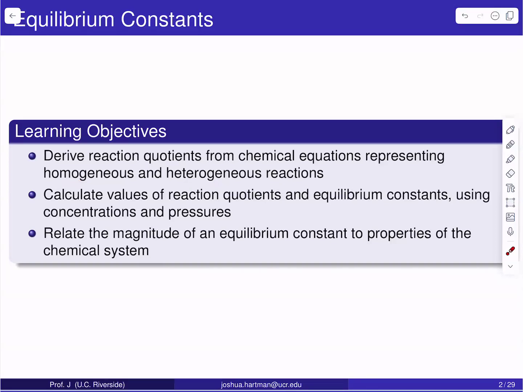We're going to also talk about how we can calculate values of reaction quotients and equilibrium constants using concentrations and pressures. We'll find that concentrations or pressures, one might be more useful in certain contexts than another, and we'll see how we can go back and forth, and of course, when to use one over the other. And finally, we are going to talk about how we can relate the magnitude of an equilibrium constant to the properties of that chemical system.